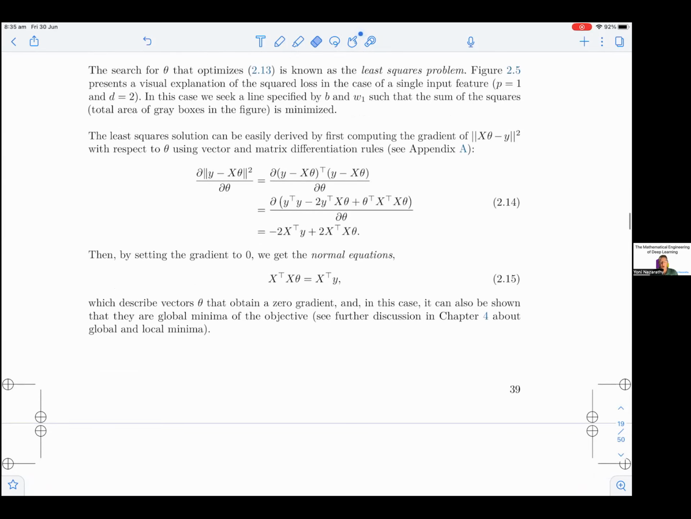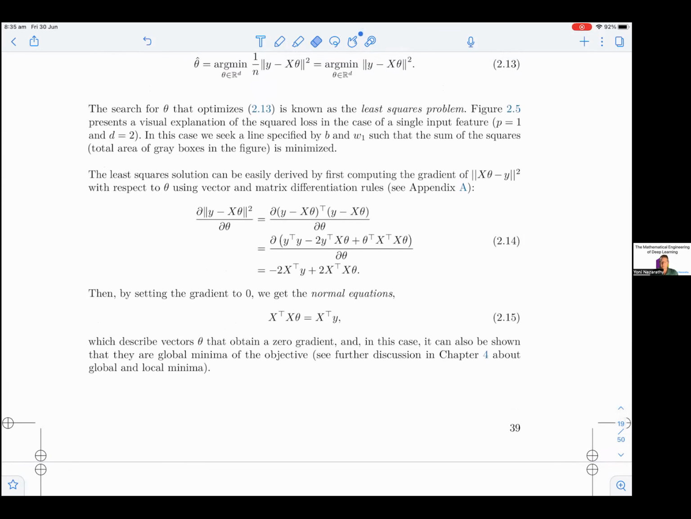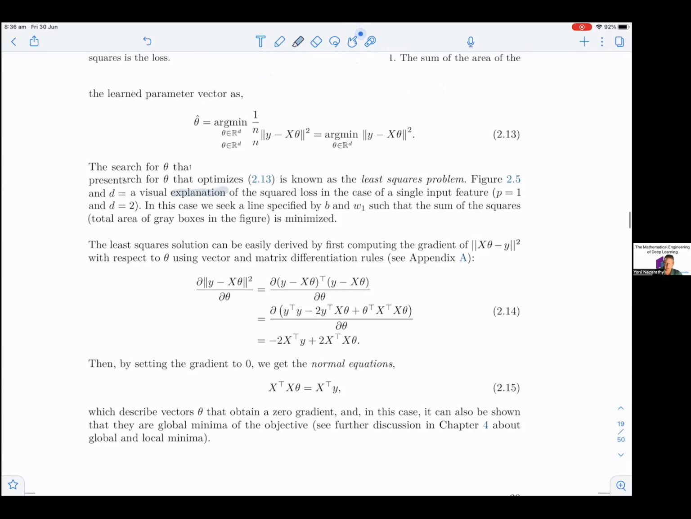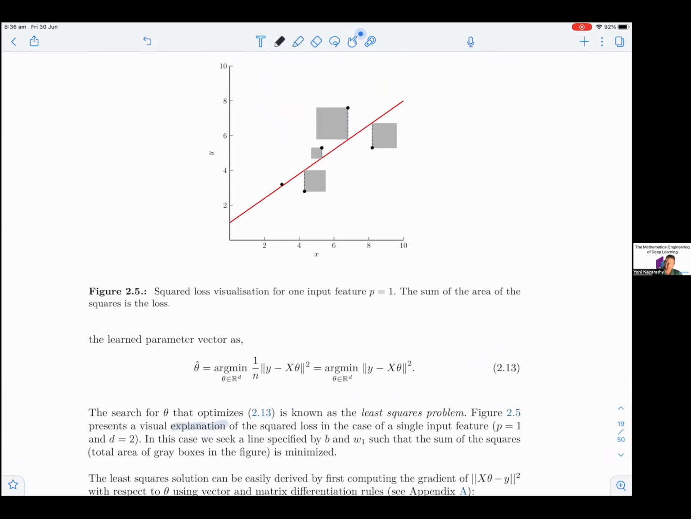The search for theta that optimizes equation 2.13 is known as a least squares problem. Figure 2.5 presents a visual explanation of the squared loss in the case of a single input feature, p equals 1, and hence d equals 2. Okay, so that's a simple linear regression. What you see in this figure are the 5 data points, and the squared loss: this is e, and this is e, and this is e, and this is e, and this is e. So this is e squared.